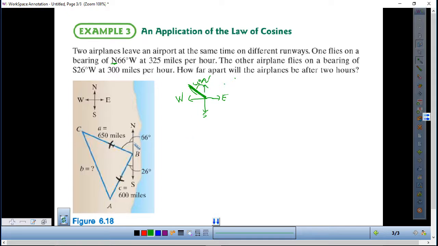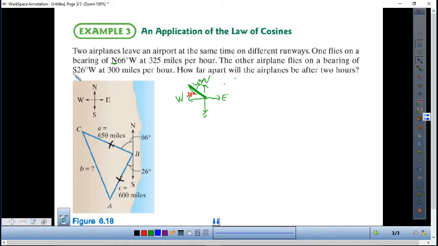So from north, I'm going 66 degrees. What's this actual angle right here? Well, we can find it since we're going from the exact same place down here. If this is 66, what's this angle? Well, if this is 66 and these two angles add to give you 180 degrees, that means this one's going to be 24 degrees.